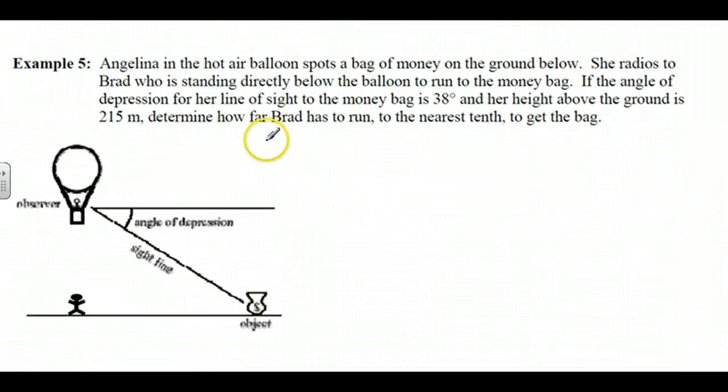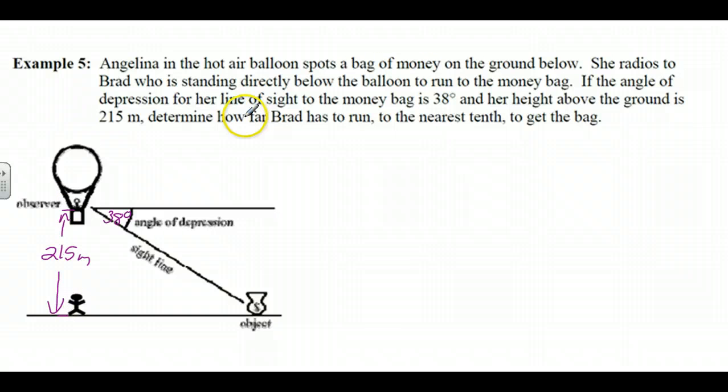Example 5. Angelina in the hot air balloon spots a bag of money on the ground below. She radios to Brad, who is standing directly below the balloon, to run to the money bag. If the angle of depression for her line of sight is 38 degrees, so this angle of depression, and remember, an angle of depression is measured from the horizontal down, and her height above the ground is 215 meters. So this height here is 215 meters.